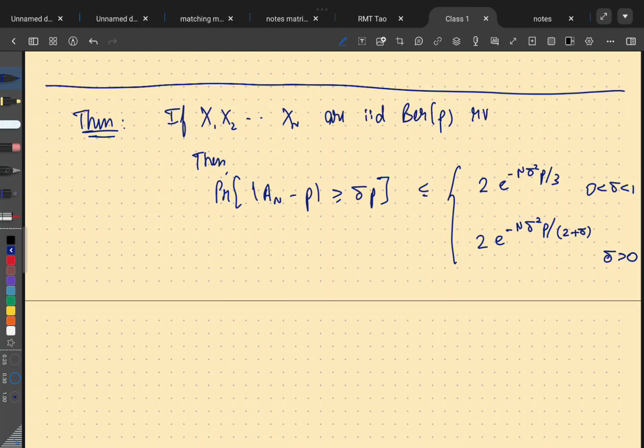So it means that, at least for the Bernoulli distribution, the probability that the fraction of heads deviates from the probability of getting a head by an amount delta p decays exponentially in n. Using the Chebyshev and those type of inequalities, I could only show that it decays polynomially in n. But now I have an exponential bound.